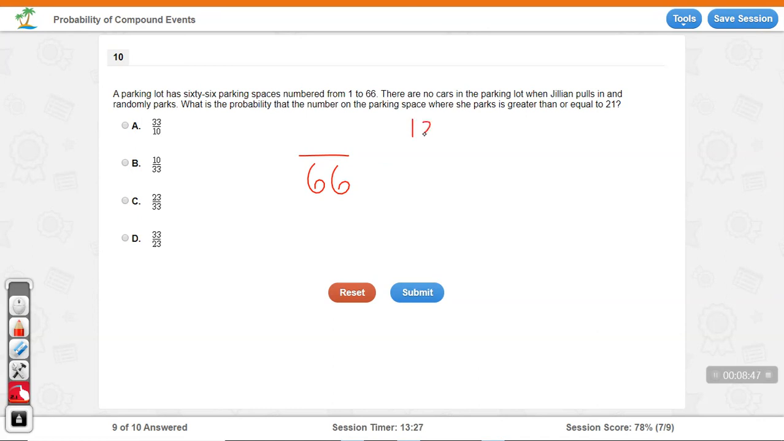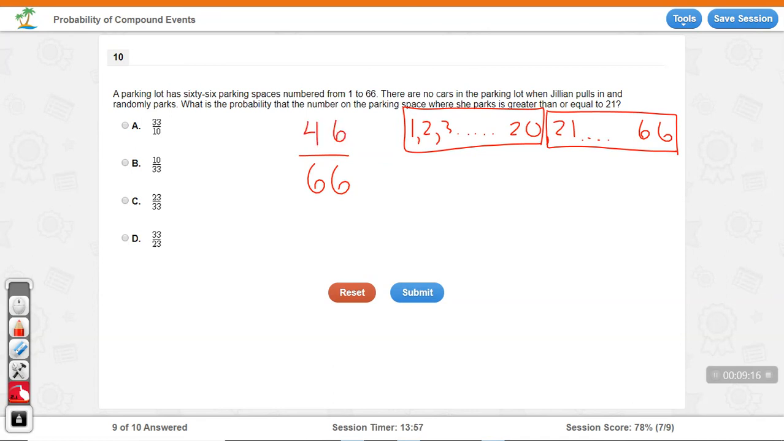Well, if we count 1, 2, 3, and so on up to 20, and then 21, and then so on up to 66, when we say how many are greater than or equal to 21, you might be tempted to just subtract 21 at first, but you're not looking to subtract 21. You're only looking to subtract 20. 20 of the spaces will be less than 21. So be careful there. If I subtract 20 from 66, we get 46 of the possibilities that remain. And if we reduce 46 over 66, that reduces down to 23 over 33, which would be our answer in this case. So just be careful there.